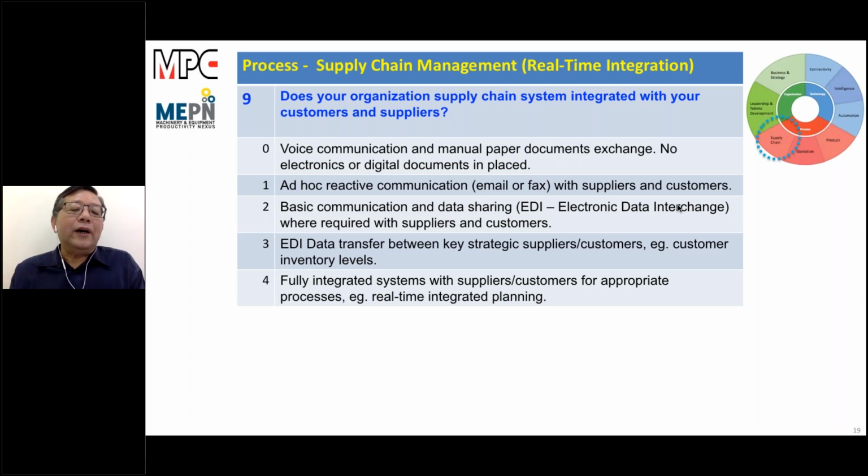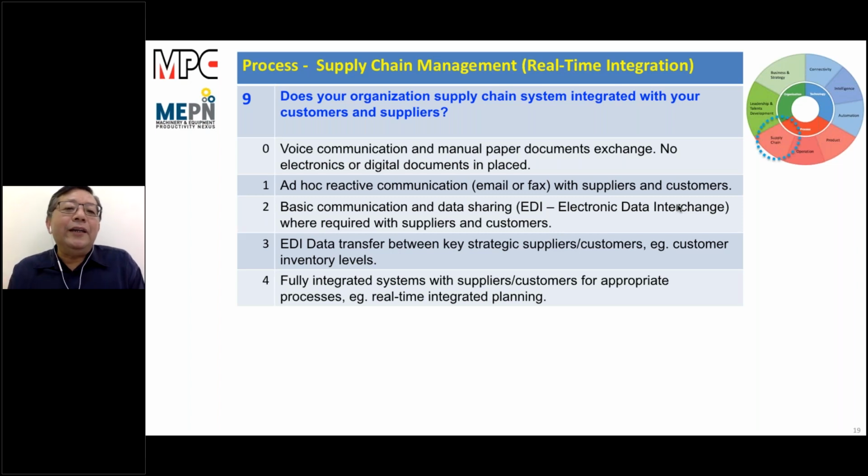Then grade two is basic communications with data sharing, put as EDI. EDI stands for electronic data interchange, where required with the suppliers and customers. Basically, your supplier can entertain you on this because you ask them, they can provide you all this digital. But sometimes your customer just does not want to integrate their digital EDI with you, right? So sometimes you have to accommodate that.